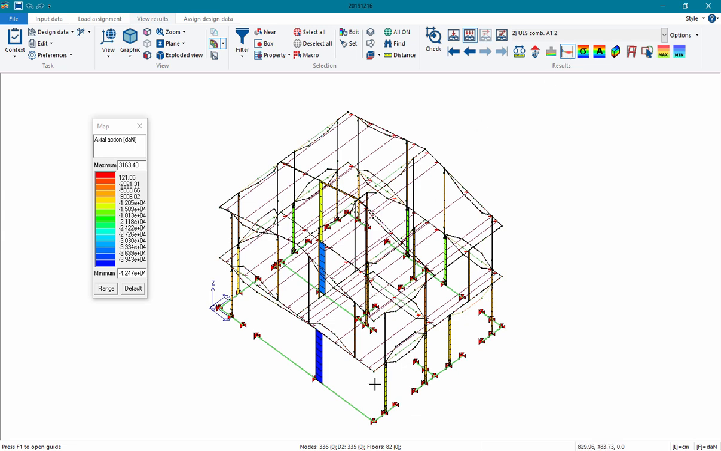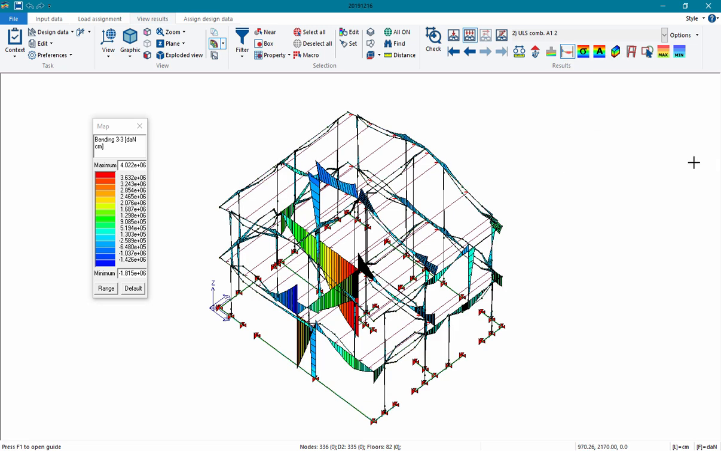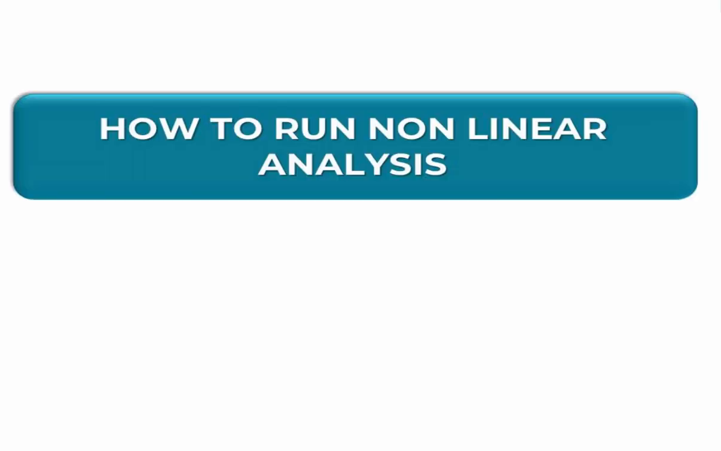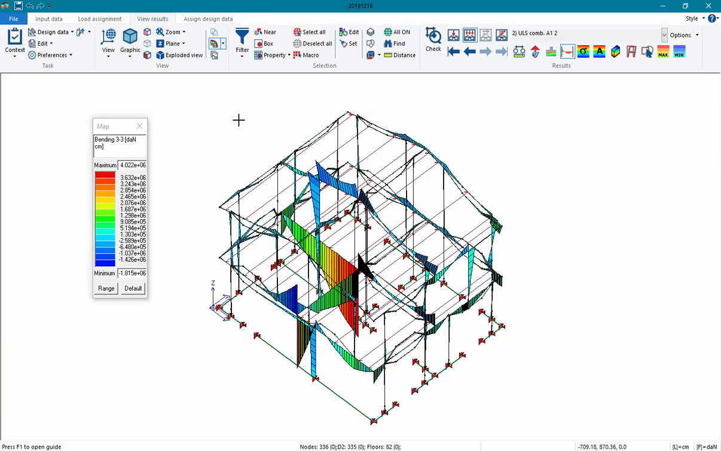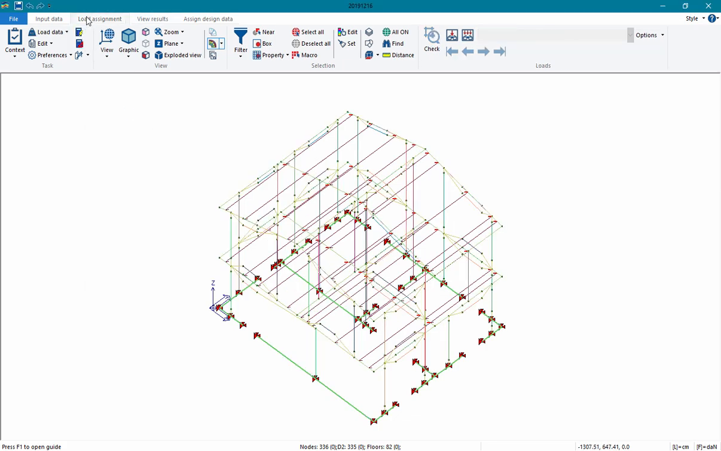As an instance, the axial action on the equivalent frame elements. Then we can control also shear action and bending moment on structural elements. If the results of the analysis are correct, so we don't see problems in our model, we can come back in load assignment context and we can define the seismic action.